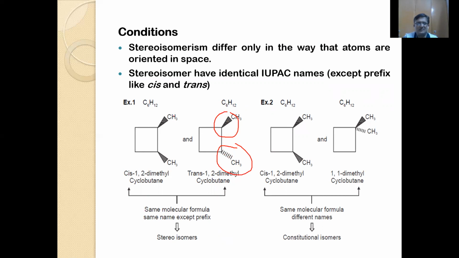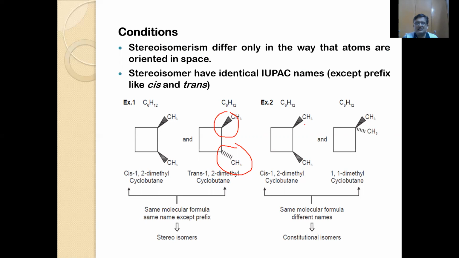Here they are both on the same plane, so we can call it a cis type of isomer. Here they are in opposite directions. One is above the plane, another is below the plane. So we can call it a trans type of isomer. So these are called stereoisomers.